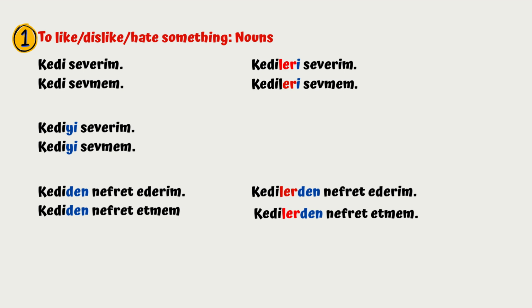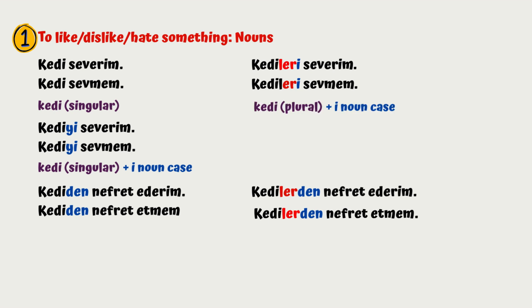Kediyi severim, kediyi sevmem. As you see, the noun is cat, kedi, and it's in singular form in both cases, right? But kediyi severim, kediyi sevmem, as you see, that singular noun kedi, the noun case is attached to it. Or we can say kedileri severim, kedileri sevmem. I like cats, I don't like cats. And here the noun is in plural form. How do I know that? Because I see ler. Remember, plural suffix is ler and lar. And on top of it, we attach the noun case again.